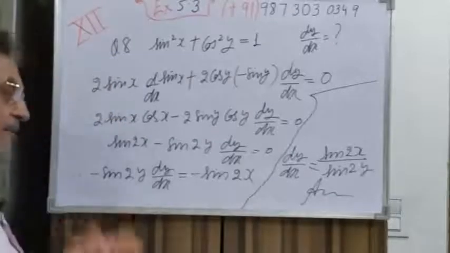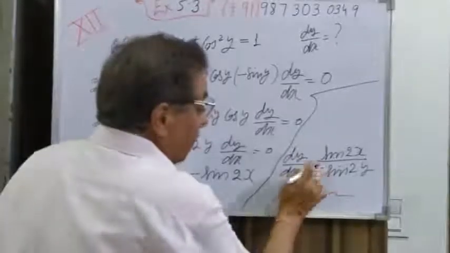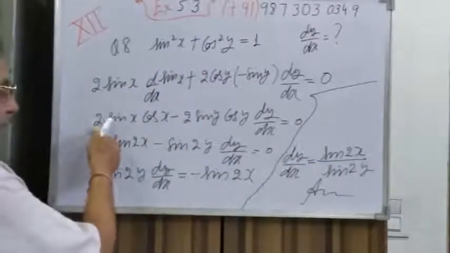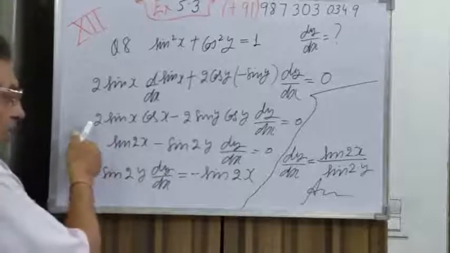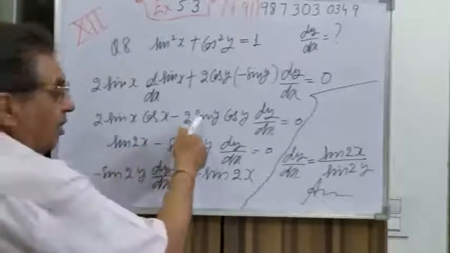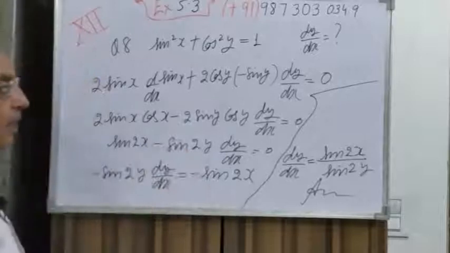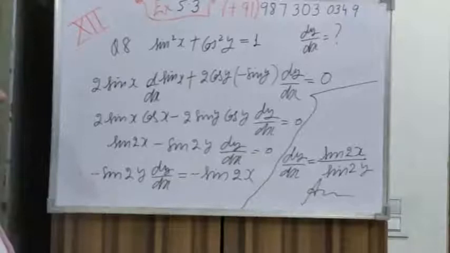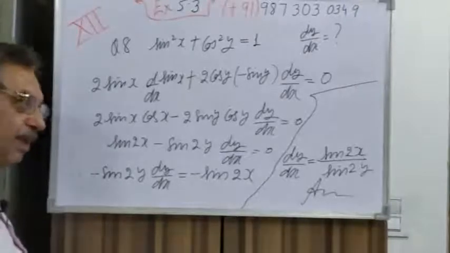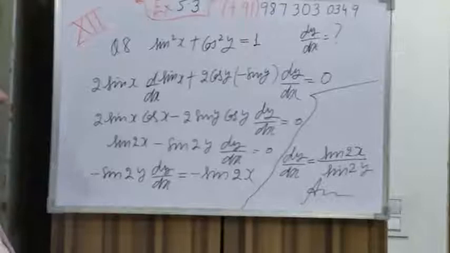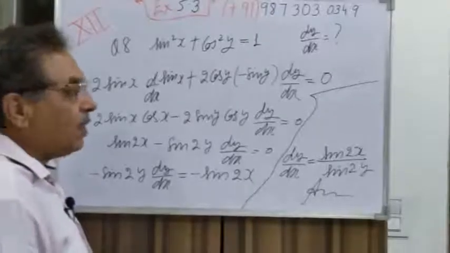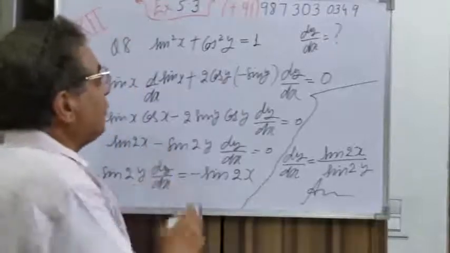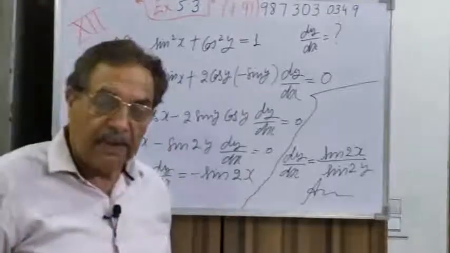But better if you are able to apply it. It is very simple, and by practice you will always be able to recognize it: whenever sin x cos x comes along with 2, straightaway sin 2x, and sin y cos y with 2 is sin 2y. So this is how we do differentiation of implicit functions, and what we have done today is implicit functions and composite functions. That was exercise 5.2 and this is exercise 5.3, the implicit function.